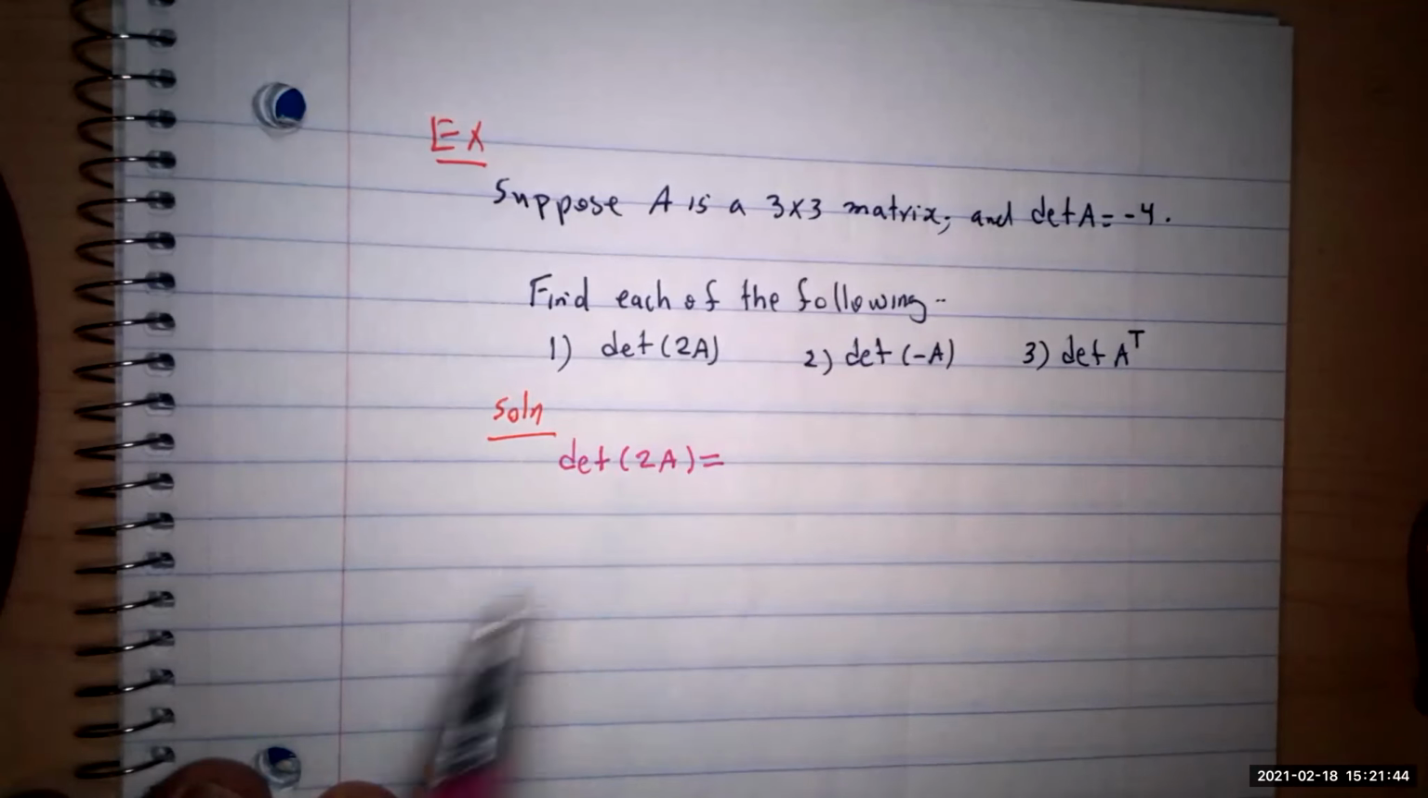Okay, so this is going to be number 2. Of course, number 3 is easy. Number 3 asks for the determinant of A transpose. We know that the determinant of A transpose is the same as the determinant of A, because we can find the determinant using the row or we can use the column. The determinant of A is negative 4, so in this case, the determinant of A transpose is equal to negative 4.